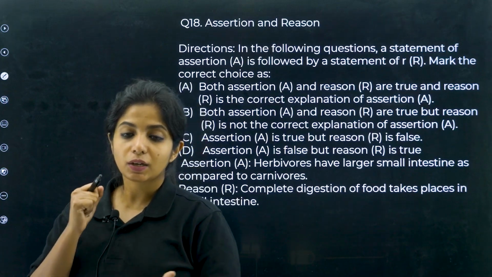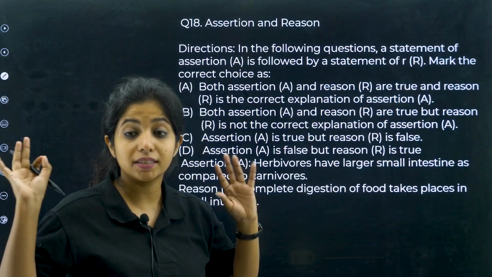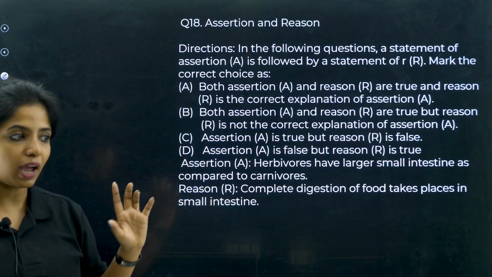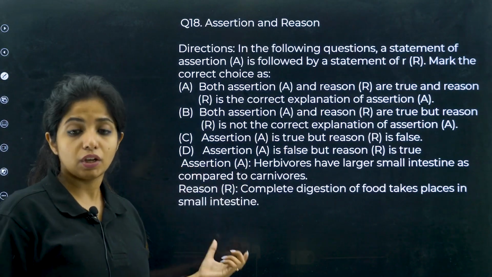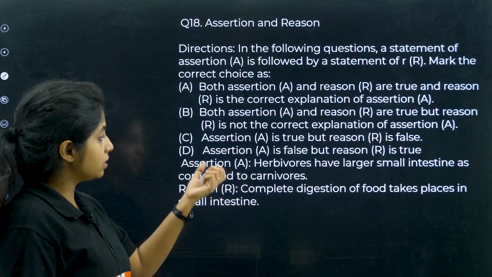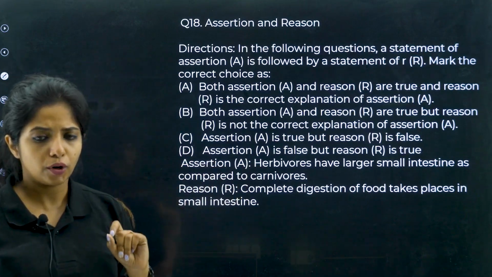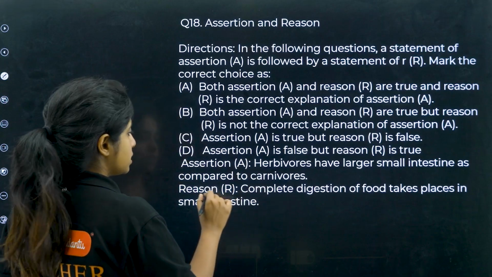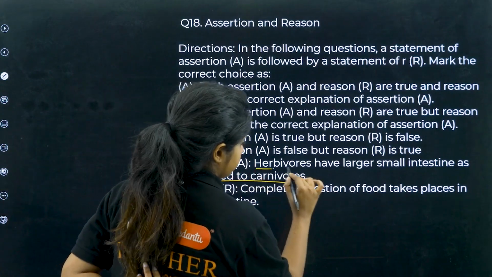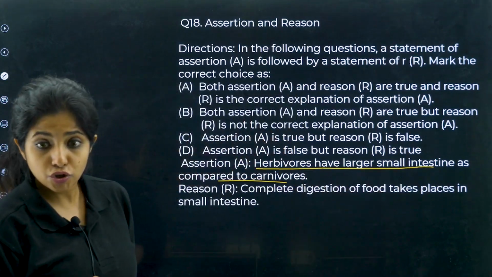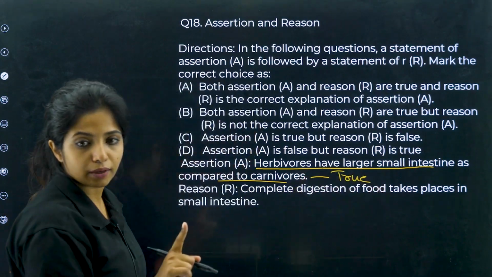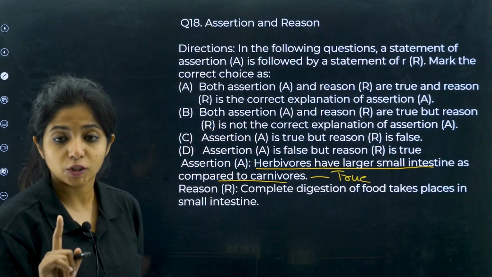Now there is one last question under the MCQ category. This is an assertion and reason question. So you know what to do in an assertion reason question, right? You have to read the assertion first, then read the reason and see whether the reason is explaining the assertion or not. The assertion says herbivores have larger small intestine compared to carnivores. The assertion is true. Agreed? So write true there. Please write true there because you will forget it. That's why I'm telling you.